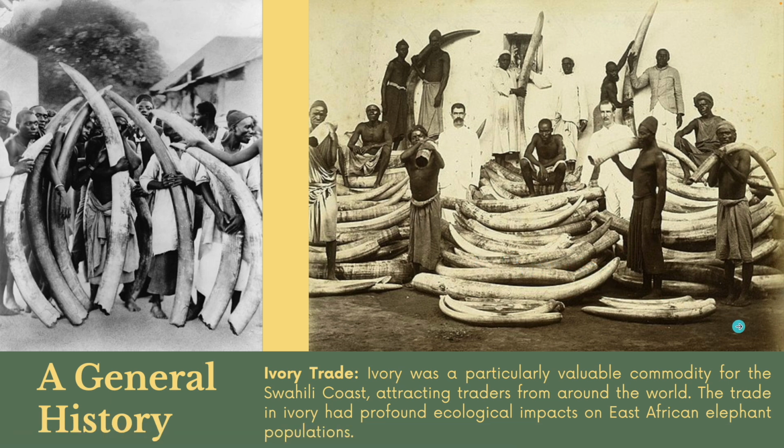So ivory was a particularly valuable commodity for the Swahili Coast, attracting traders from around the world. The trade in ivory had profound ecological impacts on East African elephant populations. Remember what we said when we were doing the history of the Trans-Sahara trade routes, that the North African elephant actually became extinct because of this trade in ivory. People were killing them and taking off the tusk. And obviously, that ended the population of the North African elephant.